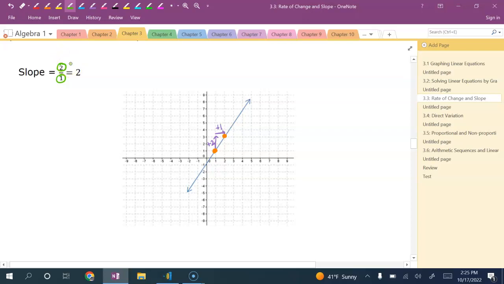Now, sometimes when you do this, you'll get like 2 over maybe a 5. And then you're not going to be able to reduce it to just a 2. You're going to have to leave it as a fraction. So there's going to be times where your slope comes out to be a whole number. There's going to be times where it comes out to be a fraction, and that's okay.